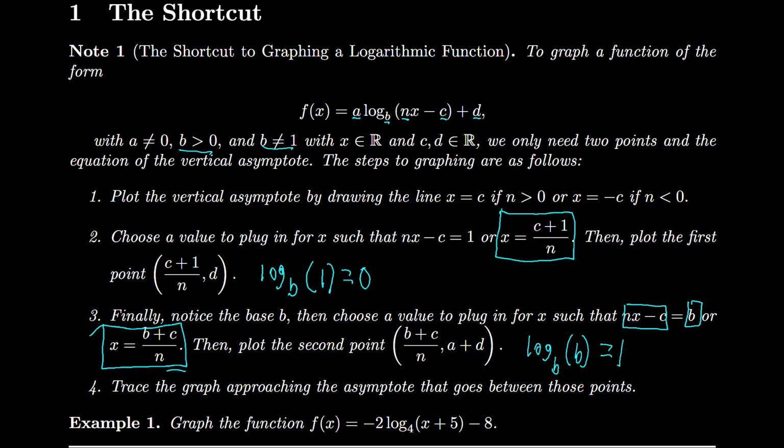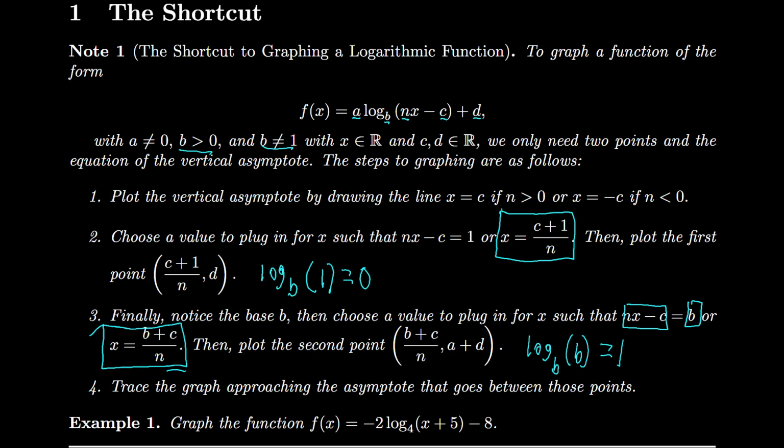And then, of course, if you plugged in 1, as in if everything in this box here is 1, then a times 1, a times this 1, which is what this is, would be a plus d, which has to be your output. So you could have written f of b plus c over n here instead, but a plus d works just fine. So you trace the graph approaching the asymptote that goes between those points.